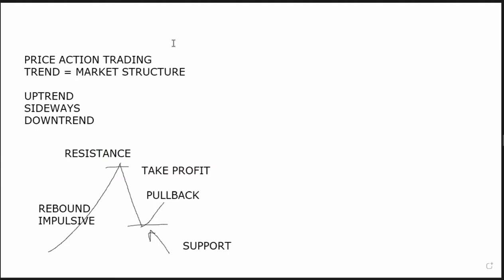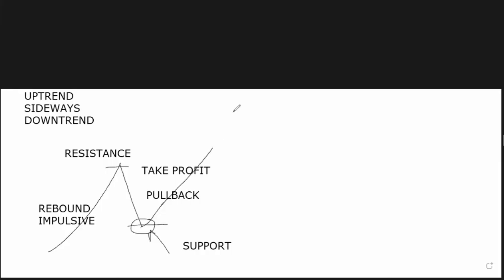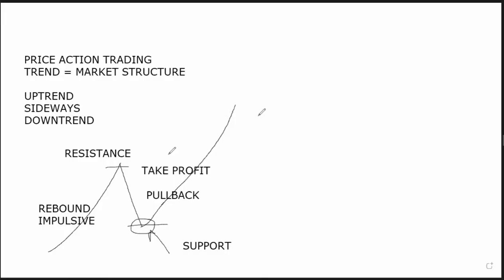Okay, so we want to capture this support level. We want to see some signals to enter so that it is safe to enter and ensure that it will rebound. When it finds support and rebounds, it may even rebound higher. When the price moves higher and breaks out from this previous resistance, this previous high, there's a breakout here.